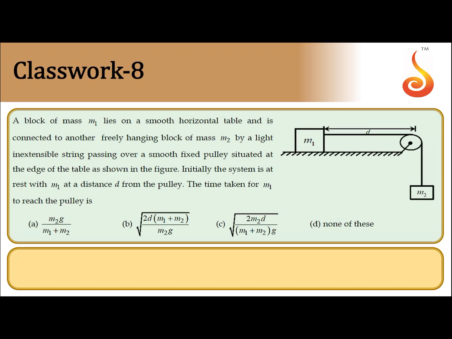Question number 8. A block of mass m1 lies on a smooth horizontal table and is connected to another freely hanging block of mass m2 by a light inextensible string passing over a smooth fixed pulley situated at the edge of the table as shown. Initially, the system is at rest with m1 at a distance d from the pulley. The time taken for m1 to reach the pulley is.